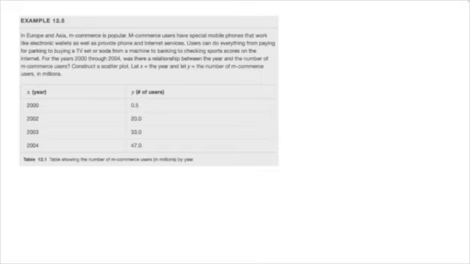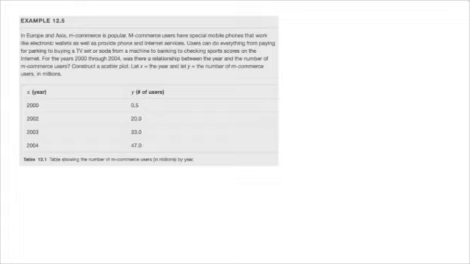In Europe and Asia, m-commerce is popular. M-commerce users have special mobile phones that work like electronic wallets, as well as provide phone and internet services. Users can do everything from paying for parking to buying a TV set or soda from a machine, to banking, to checking sports scores on the internet, etc. For the years 2000 through 2004, was there a relationship between the year and the number of m-commerce users? Construct a scatter plot. So x is the year, y is the number of m-commerce users in millions.